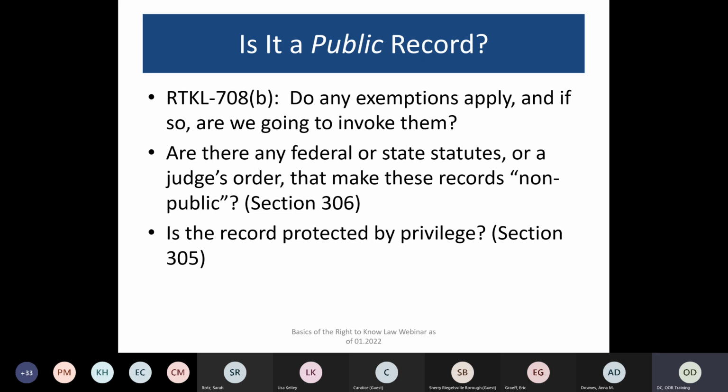One of the areas that we get asked about a lot are invoices. What about the bills from our solicitor? Are those subject to right to know? The question is, it depends how detailed those bills are. If by looking at them you can discern legal strategy, then chances are they are protected by attorney-client privilege. However, if it's just the attorney saying, for this month I'm charging you 10 billable hours, then chances are that would not be protected under the right to know law, and it would be considered a public record.